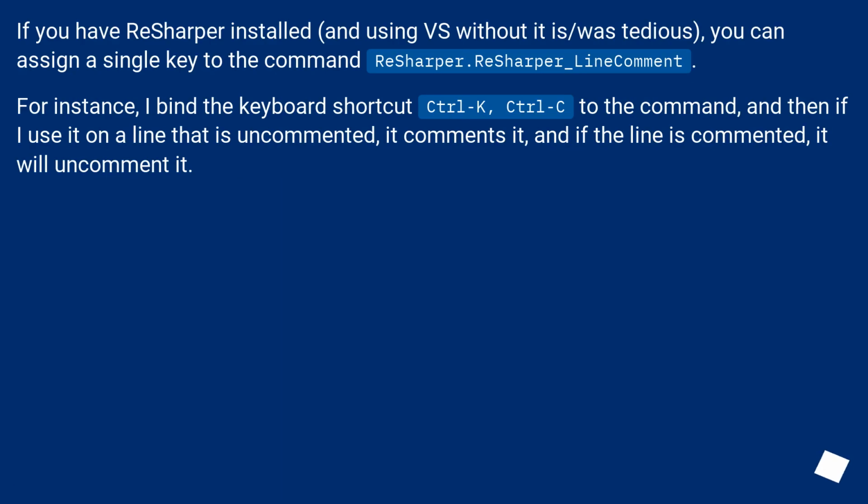If you have ReSharper installed, and using Visual Studio without it was tedious, you can assign a single key to the command ReSharper.ReSharper_LineComment. For instance, I bind the keyboard shortcut Ctrl-K, Ctrl-C to the command, and then if I use it on a line that is uncommented, it comments it, and if the line is commented, it will uncomment it.